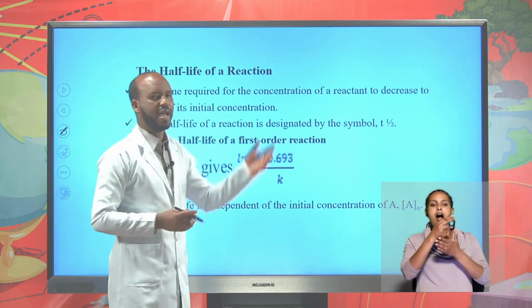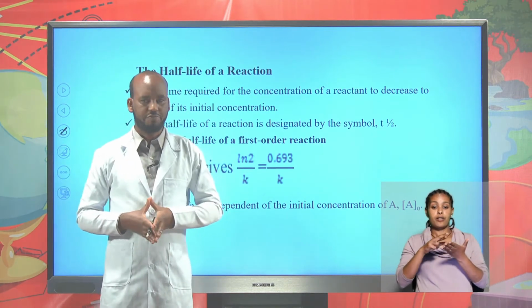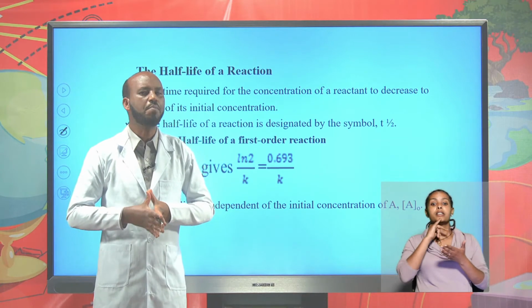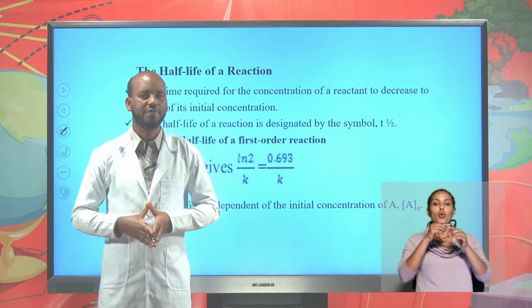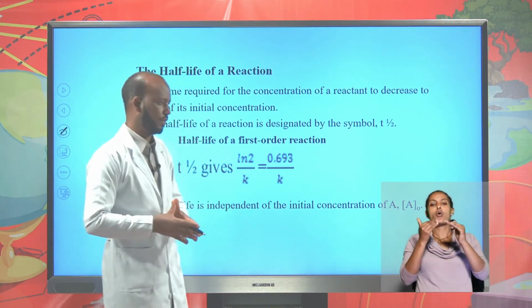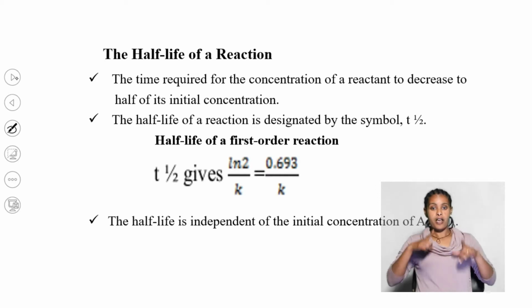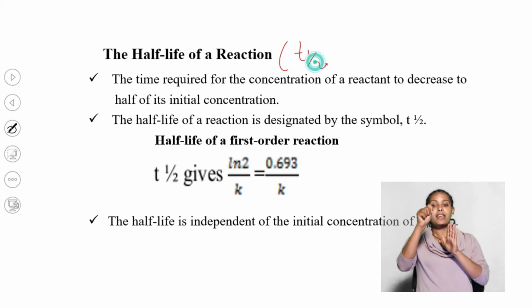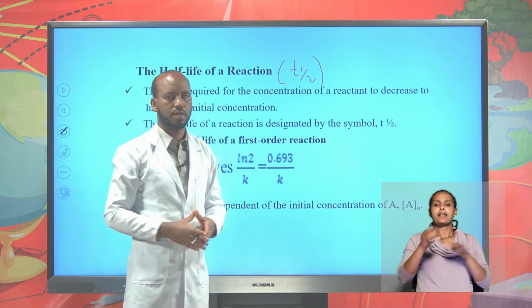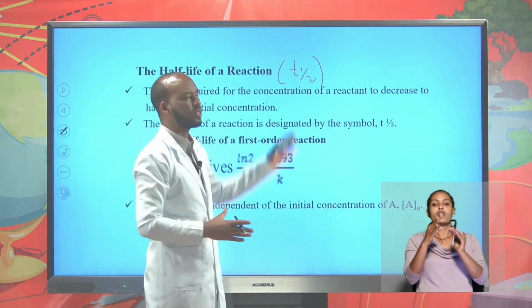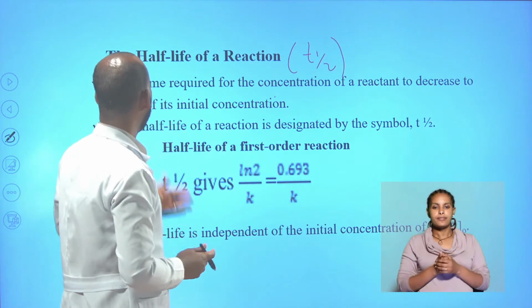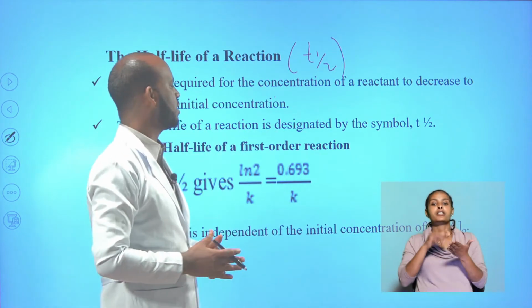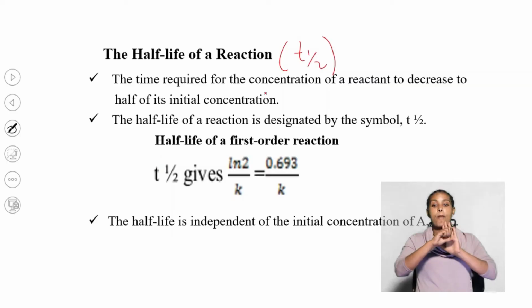The half-life of a reaction. The half-life of a reaction is the time required for the concentration of the reactant to reach half its initial concentration. Half-life is denoted by the symbol t half. t half is the time required for the concentration of a reactant to reach half its initial concentration.